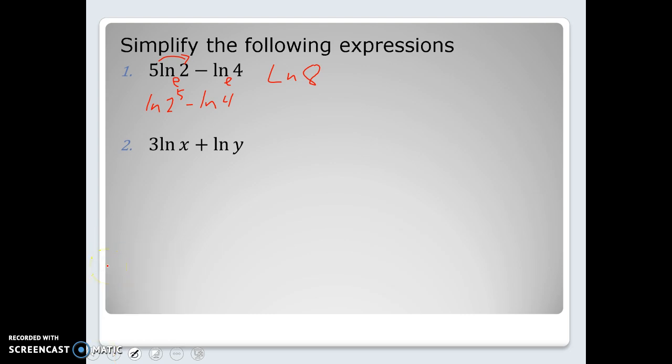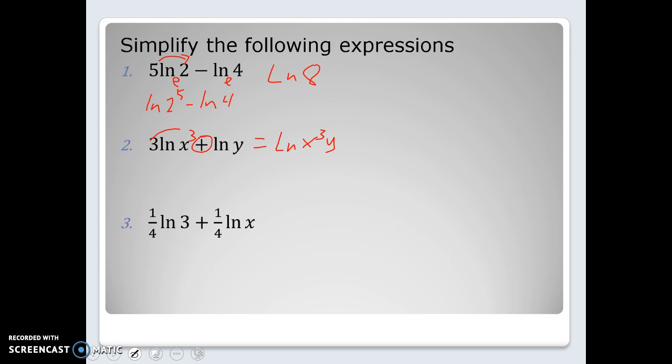We have 3 times the natural log of x. I can put this 3 out as an exponent with the x. And so then I can see this is going to be the natural log of x to the 3rd times y. The reason I'm multiplying them is because I'm adding those natural logs together.